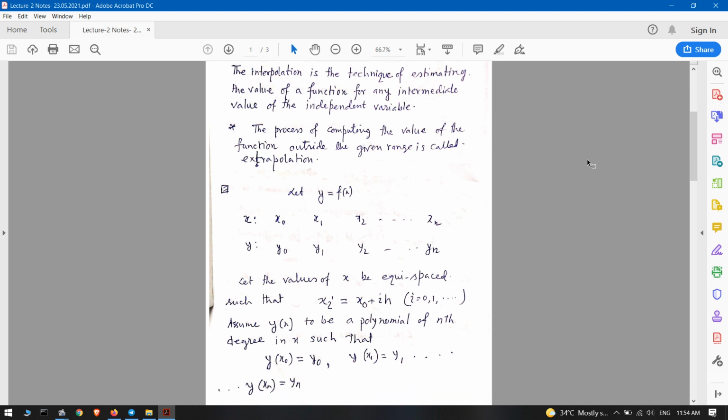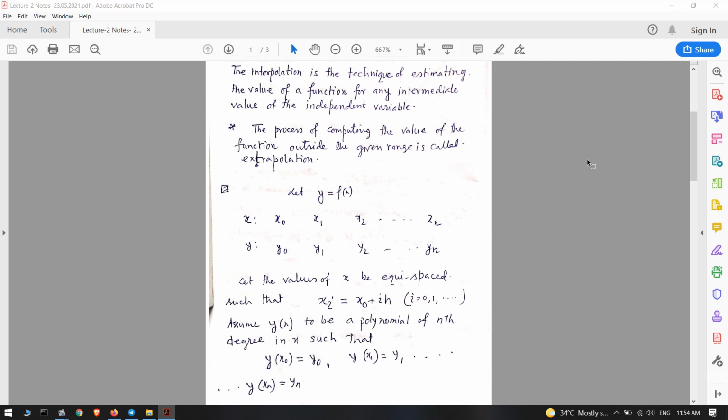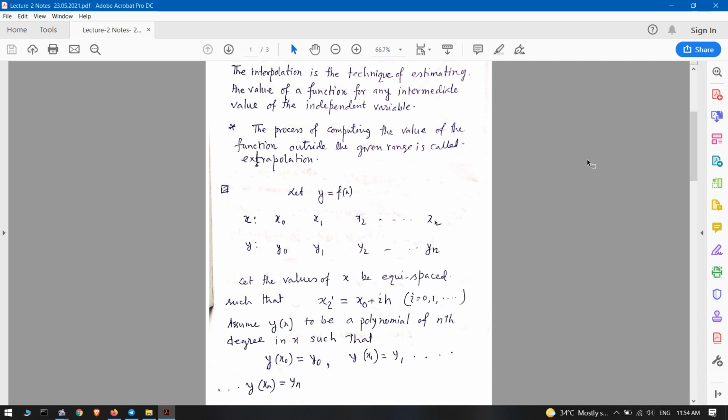One more assumption is that y(x) is a polynomial of degree n in x such that y(x0), the functional value for x equal to x0, is denoted y0, the value for x equal to x1 is denoted y1, and so on, and the value of the function for x equal to xn is denoted yn. This is one more assumption.